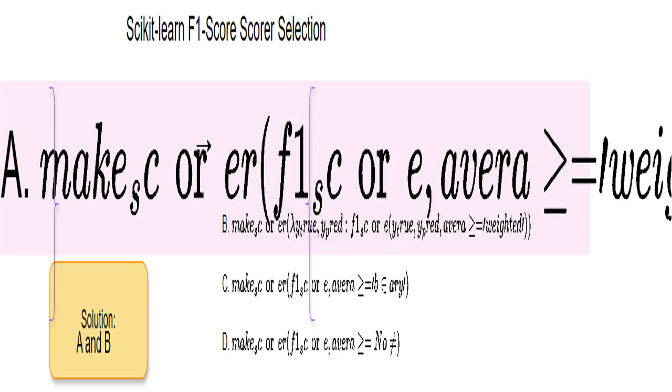This option directly uses the f1_score function with the average equals weighted argument. This tells the f1_score function to calculate a weighted average of the F1 scores for each class, weighting each class by its support, the number of samples. I think it's elegant and efficient.